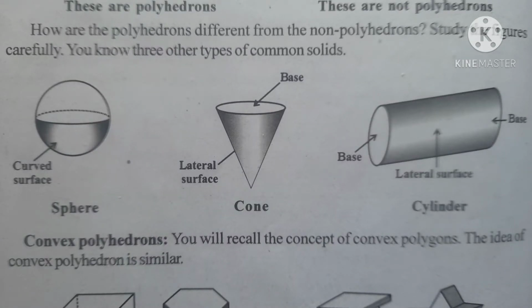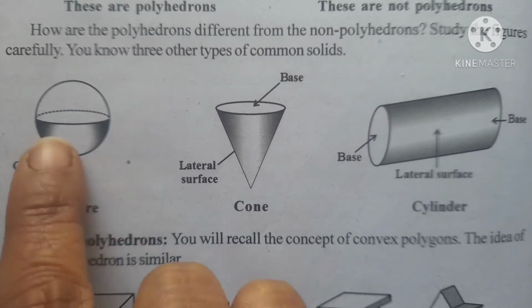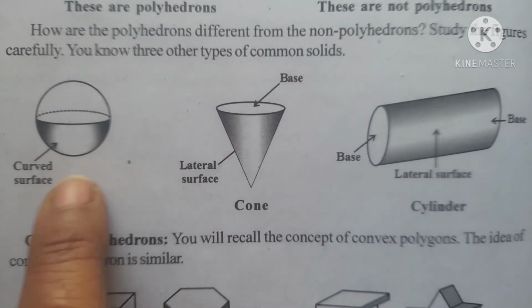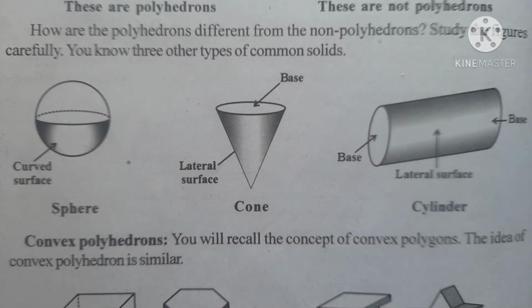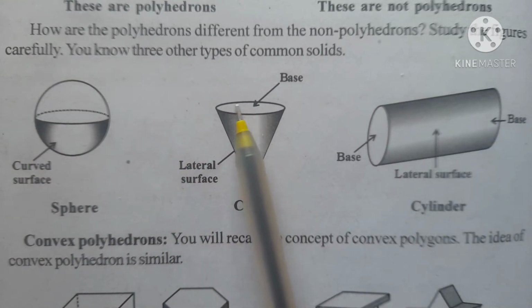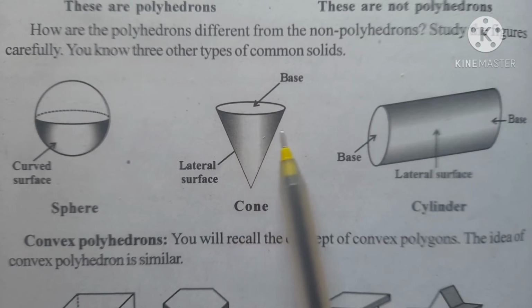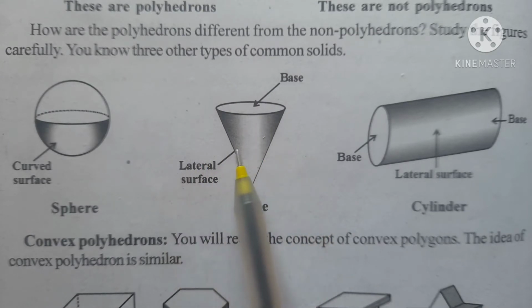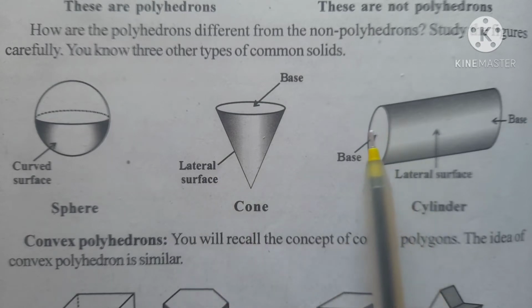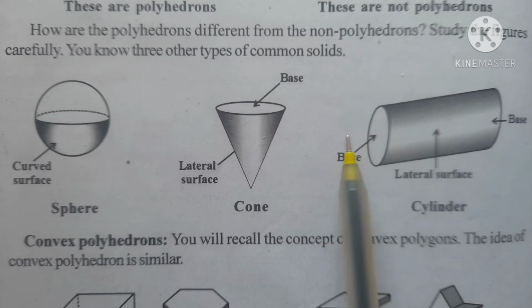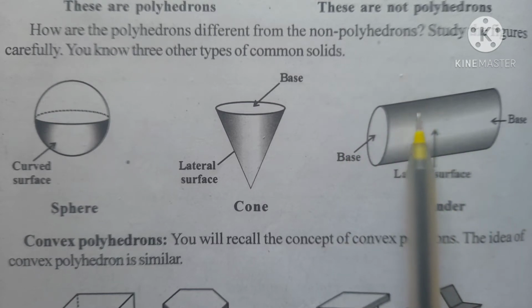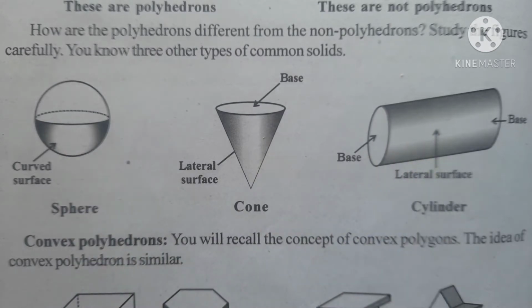So you have just now studied about polyhedrons and non-polyhedrons. How are they different? They are different in their surfaces. You can see here this surface is curved. In the cone, the base is a flat surface, but this is a curved surface. It is also known as the lateral surface. Similarly in a cylinder, the top and the bottom bases are flat surfaces, but this is a curved surface, or you can also call it a lateral surface. So these are all non-polyhedrons as they are made up of curved surfaces.